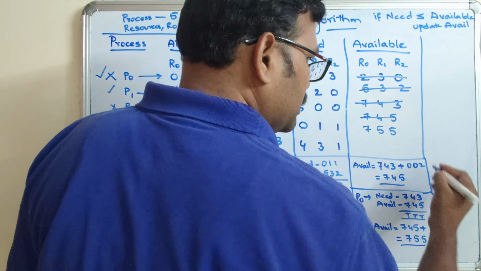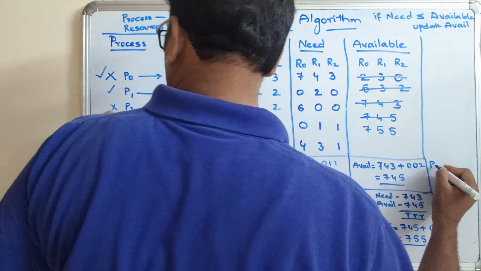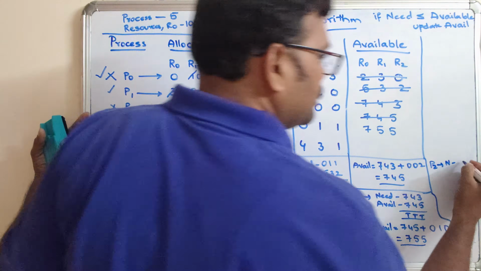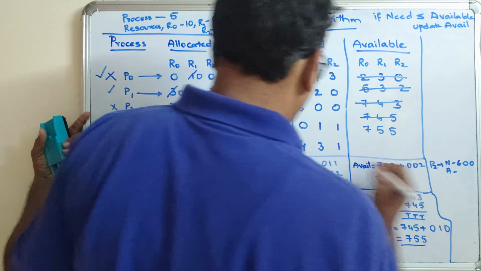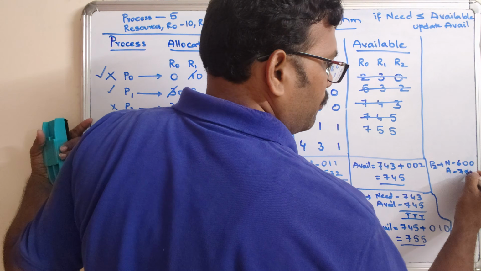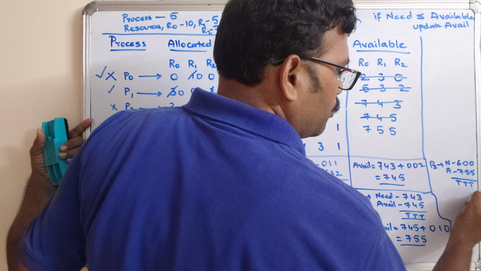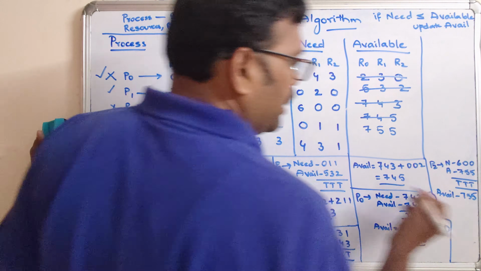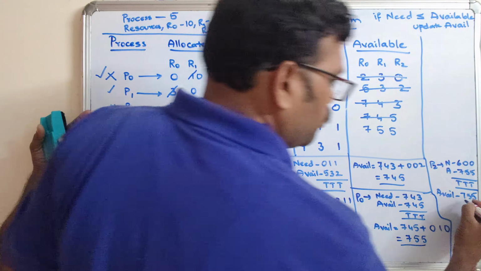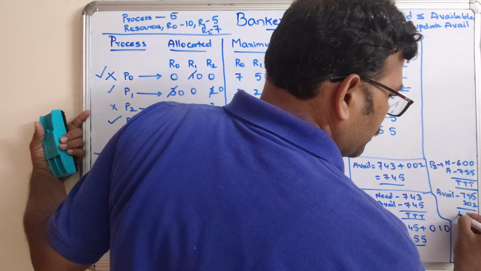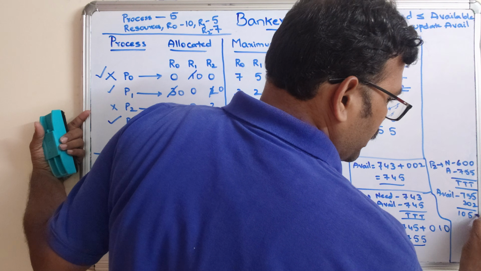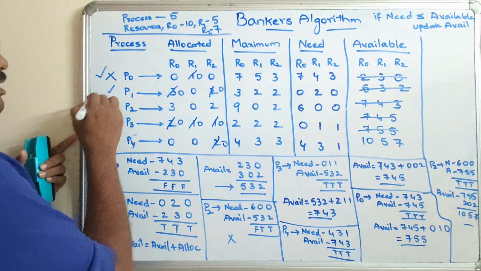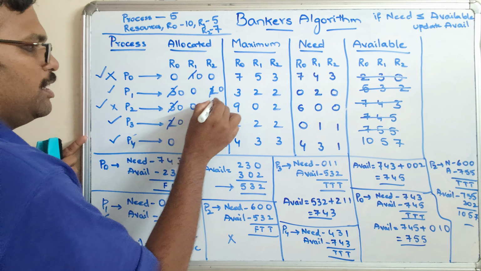Okay, yes. Now what do we have to do? One more process is available, that is P2. Need for P2 is 6, 0, 0. Available is 7, 5, 5. So automatically true, true, true. Then we have to add the available resources 7, 5, 5 with the allocated resources for P2, which is 3, 0, 2. So this becomes 10, 5, 7. Now we completed P2, this becomes 0 and this becomes 0.